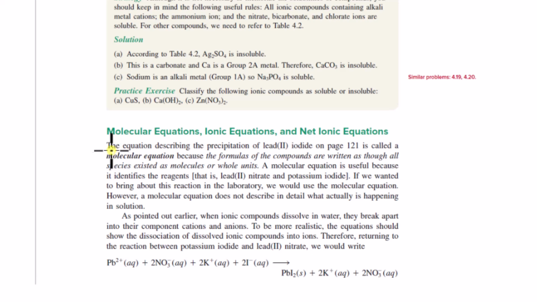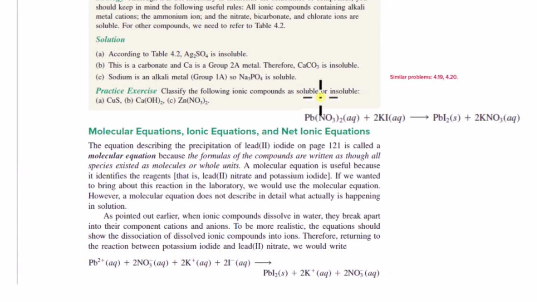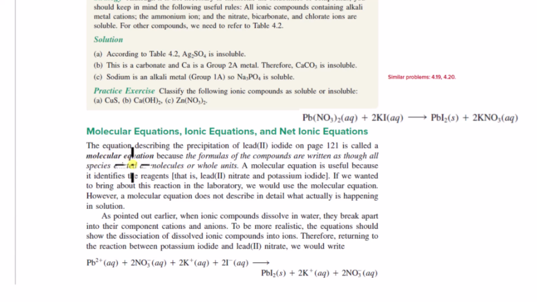Okay, so it says the equation describing the precipitation of lead-2 iodide on the previous page, so this equation, is called a molecular equation because the formulas of the compounds are written as though all species existed as molecules or whole units. A molecular equation is useful because it identifies the reagents, that is lead-2 nitrate and potassium iodide. If we wanted to bring about the reaction in the laboratory, we would use the molecular equation. However, a molecular equation does not describe in detail what actually is happening in solution.